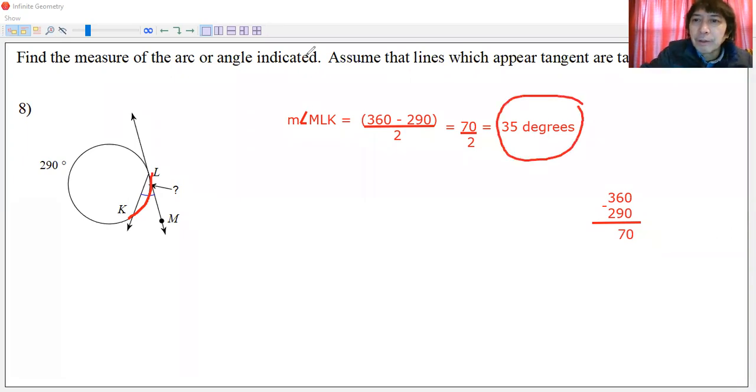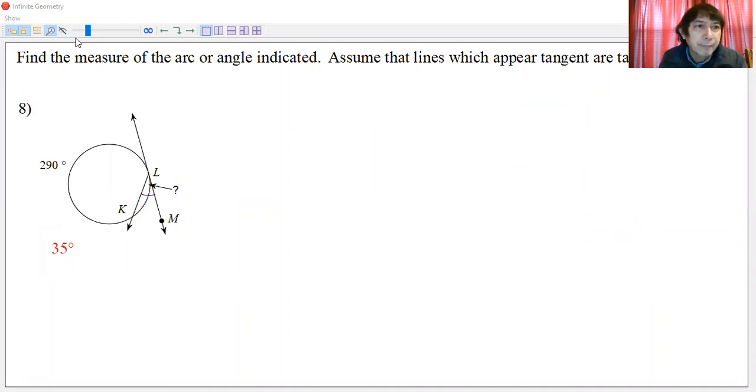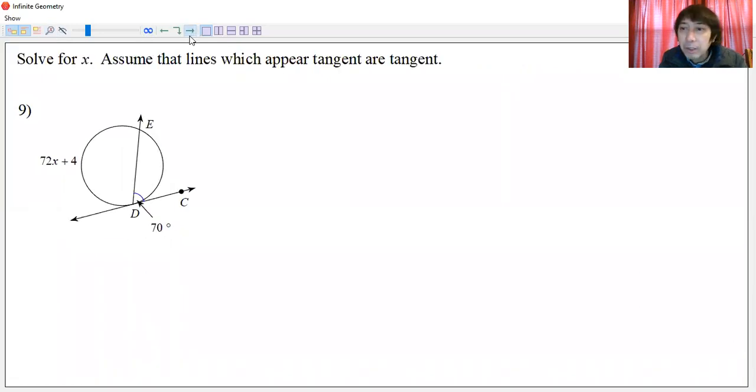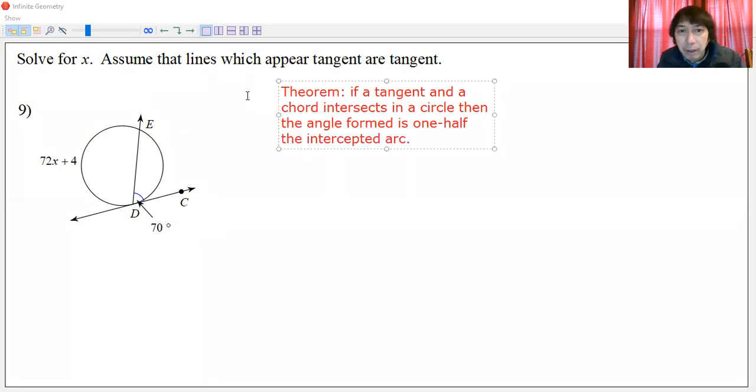over here. Let's see the answer from the computer. There. So that's 35 degrees. That goes to our number 8. Number 9 now. Let's continue with number 9. Here is number 9, the same configuration, and we can still use the same theorem. If a tangent and a chord intersect in a circle, then the angle formed is 1/2 the intercepted arc.